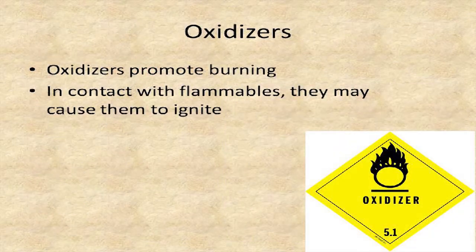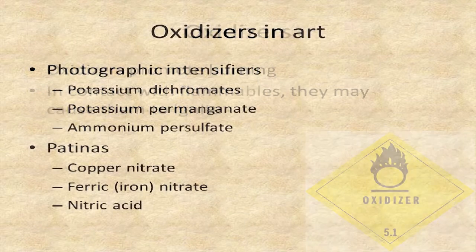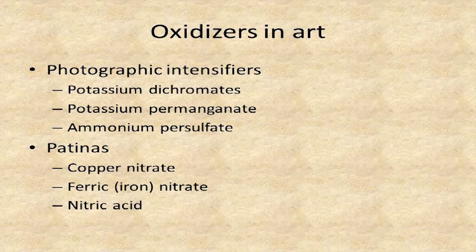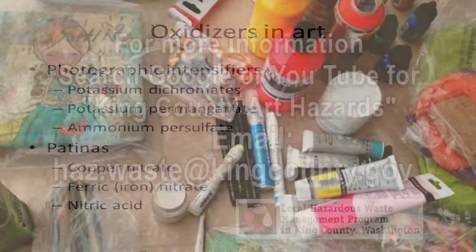And then the last one is oxidizers. These are things that promote burning. If they come in contact with flammable liquids, they can actually cause them to ignite. Some of the oxidizers we find in art are the photographic intensifiers, like the dichromates, the permanganates, and the persulfates, and the patinas that we find in some sculpture work: copper nitrate, ferric nitrate, and nitric acid.